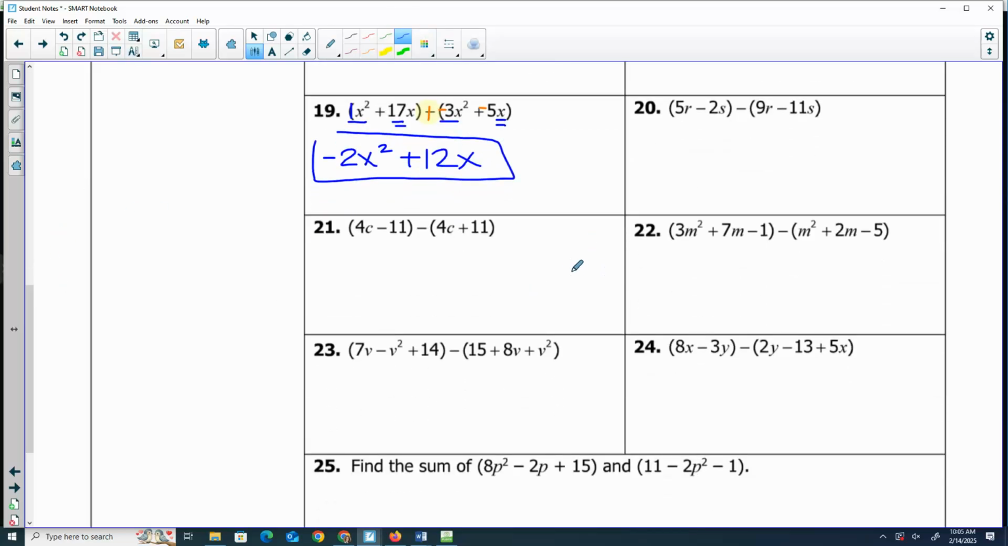I want you guys to try 22 and 23 for me. So if it's a minus, change it to plus a negative. And you take that negative all the way through. And then we just add the like things together. So 3m squared and negative 1m squared make a 2m squared. 7m plus negative 2m is positive 5m. Negative 1. If this was already minus, if it's minus a negative, what happens? So negative 1 plus 5 gives me a positive 4.